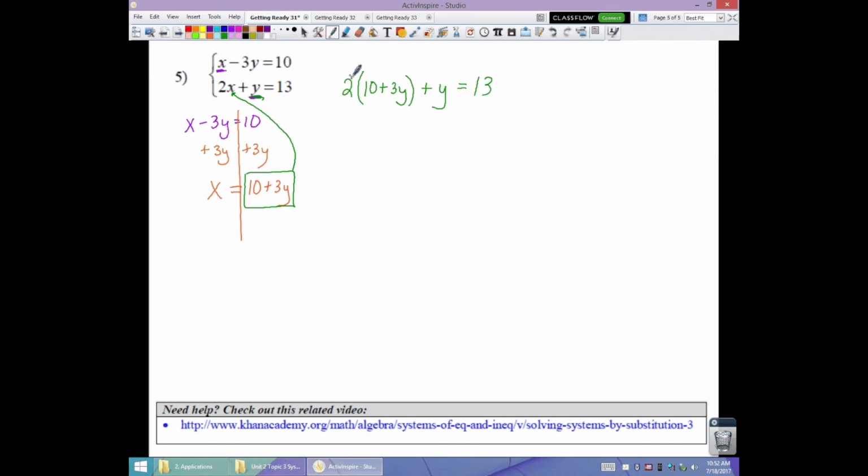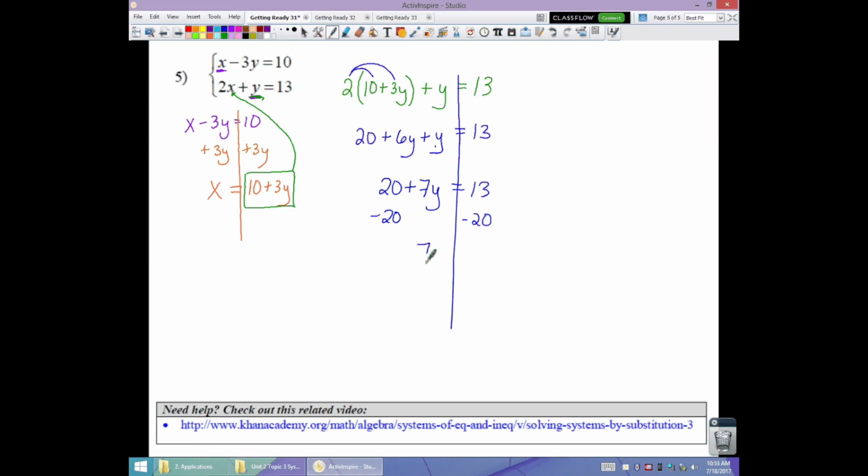Start with distributive property. 2 times 10 is 20. 2 times 3y is 6y. Bring down this other y, 1y equals 13. Like terms, 6y plus 1y is 7y, so 20 plus 7y is 13. Subtract the 20 from both sides. 7y equals negative 7. Divide both sides by 7. Our y value is negative 1.